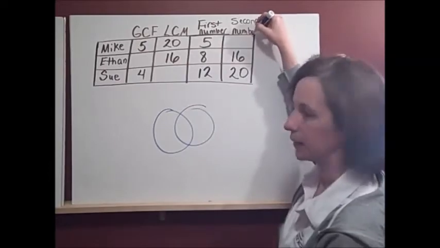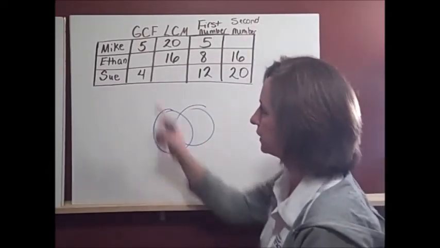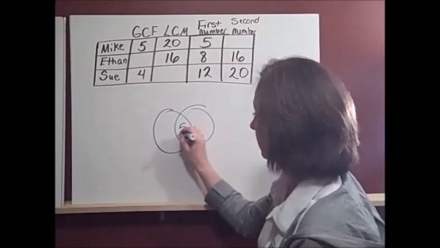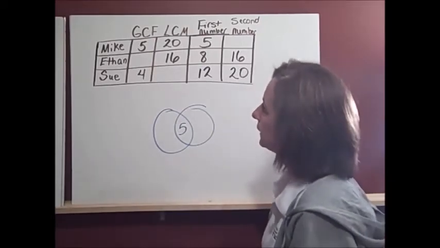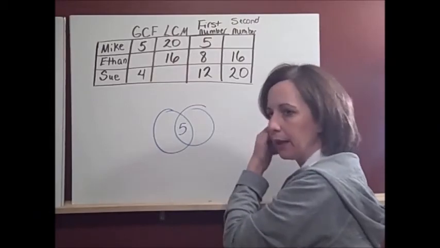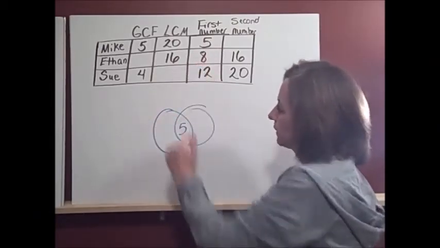Obviously he has a first number and a second number. That means we're going to have 2 circles. His greatest common factor is 5. That is made with a 5 because it's prime. The least common multiple is 20. And one of his numbers is 5.